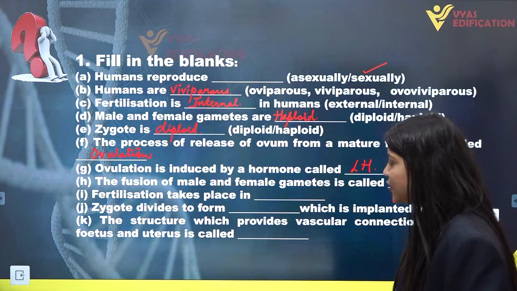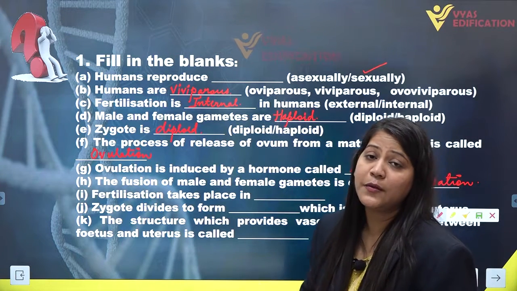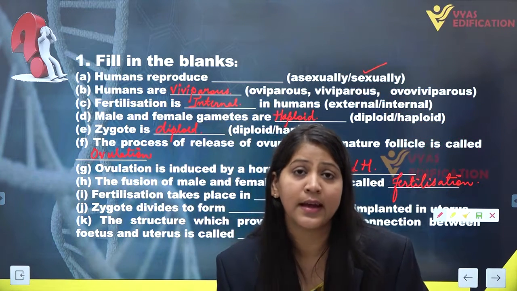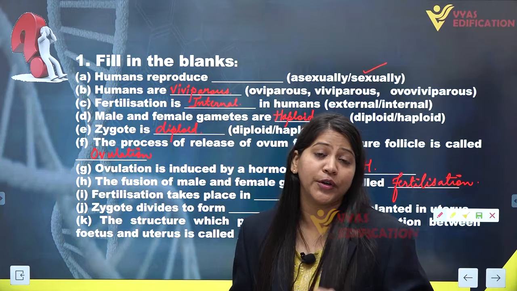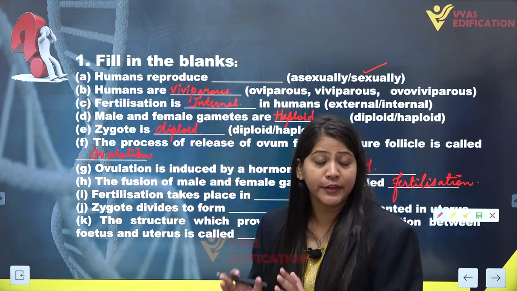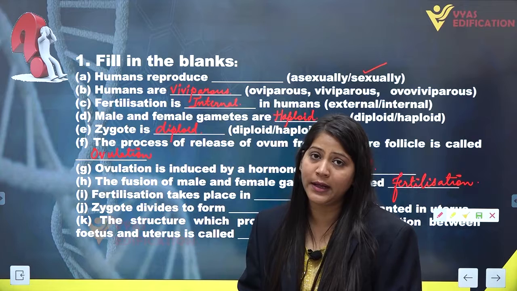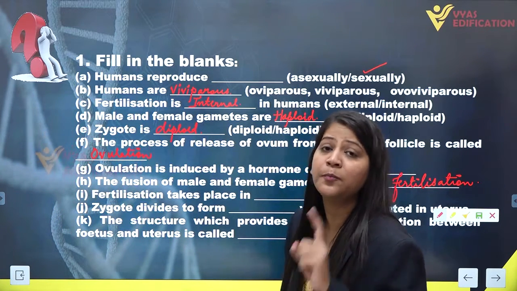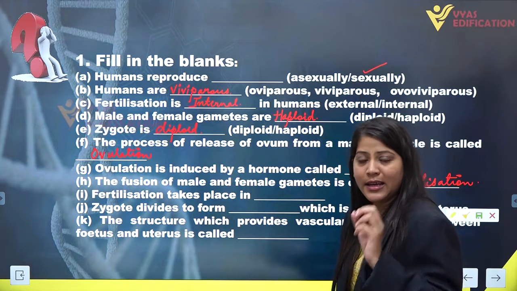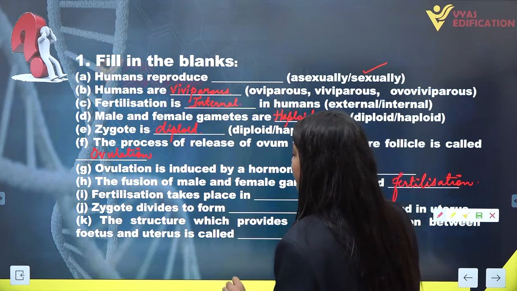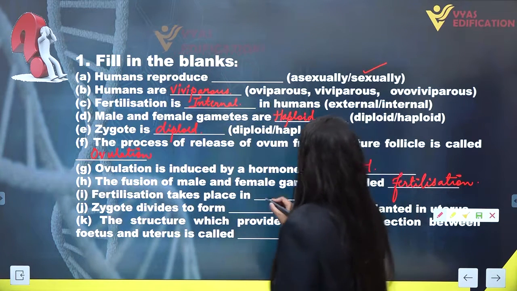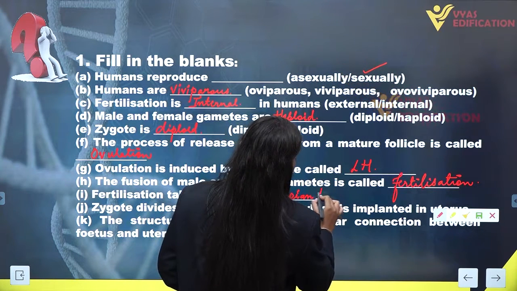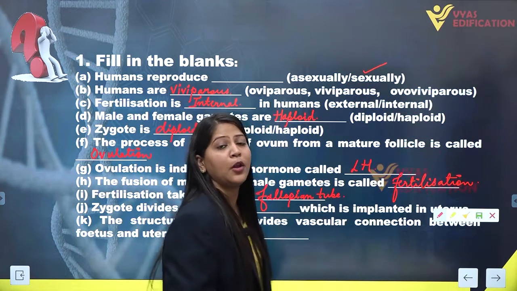Next we have: fertilization takes place in dash. As we know, fertilization is actually internal in case of humans. But where does the fertilization actually take place? First of all, fertilization takes place in the female human body, but which organ is actually associated with the fertilization? Fallopian tube is the answer. In the fallopian tube, the fertilization takes place. So the answer will be fallopian tube. Fertilization takes place in fallopian tube.